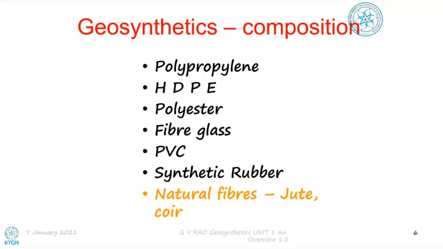Mind you, by the way, the simplified abbreviation for polypropylene is PP. We call it PP, meaning polypropylene. HDPE means high density polyethylene, and polyester we also call PET, and fiberglass or glass fiber, and PVC, polyvinyl chloride, synthetic rubber, natural fibers, jute and coir. Now, do we make all of them with all these things? No. Certain types of products are made with certain of these polymers. So let us see what exactly we are going to do.